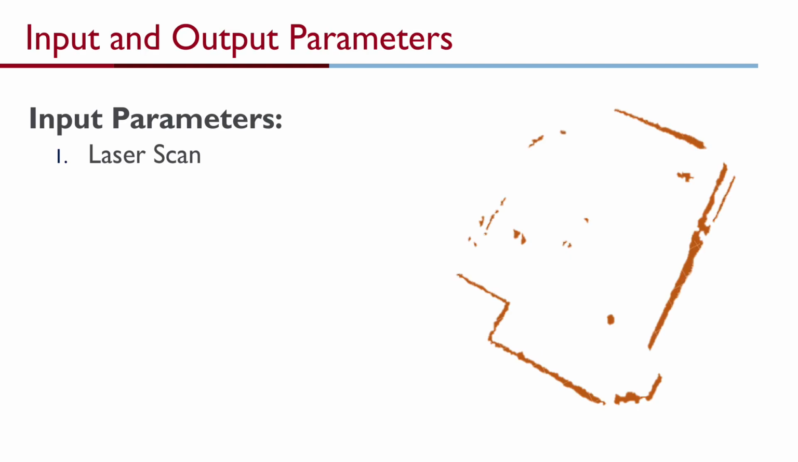Let's begin by looking at the input parameters used by the AMCL package. The very first input is the laser scan. This scan provides us with a set of distance measurements from the LiDAR sensor, and it forms the basis for matching the robot's perception with the pre-existing map.